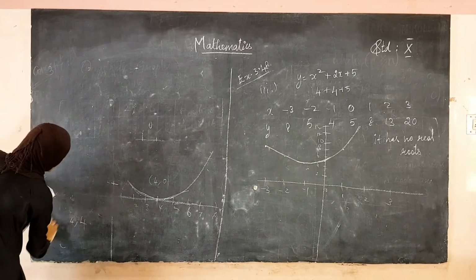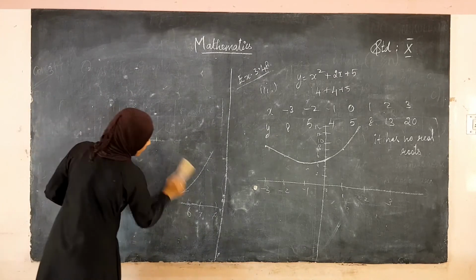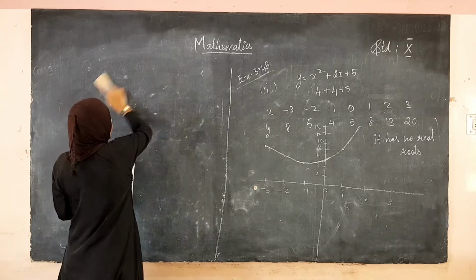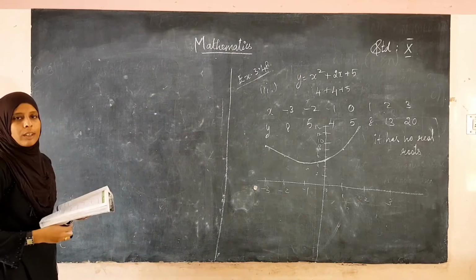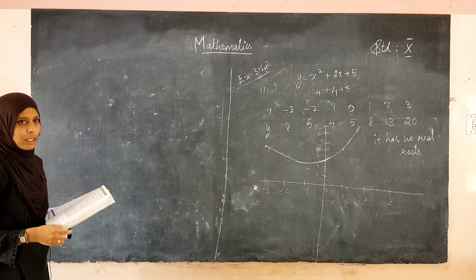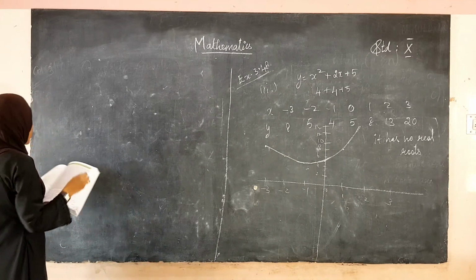Next we are going to see the next subdivision, the advanced part of this. Here what we have done is, we have drawn the given quadratic equation in the graph, and we have seen the nature of the roots of the given quadratic equation.